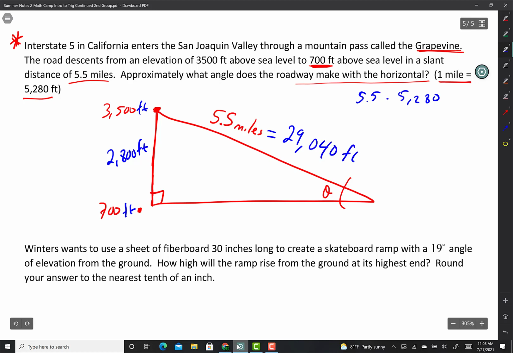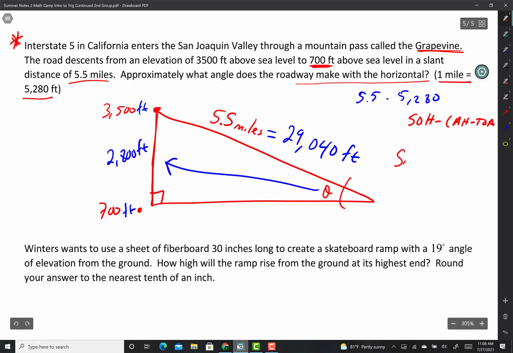29,040. Nice. All right, so now we got that. With respect to this angle, is the 2,800 opposite, adjacent, or hypotenuse? Opposite. What about the 29,040? So which one am I going to use? Sine, cosine, or tangent? Sine.